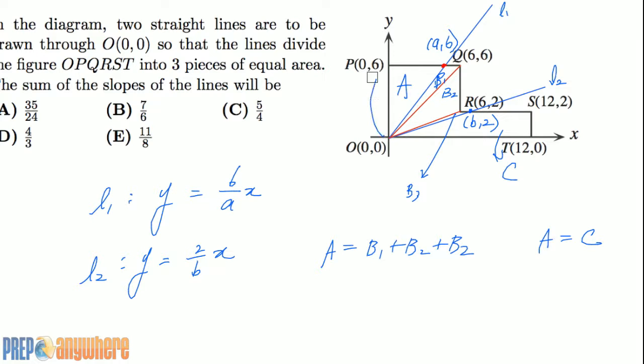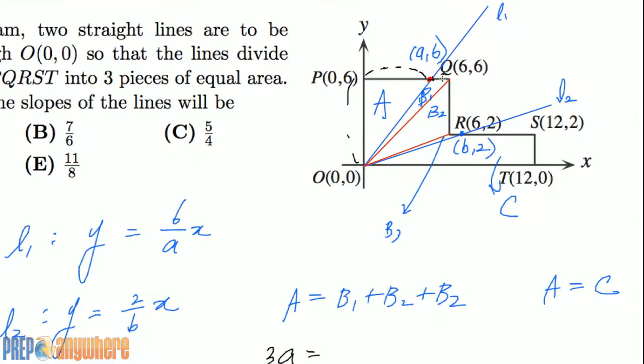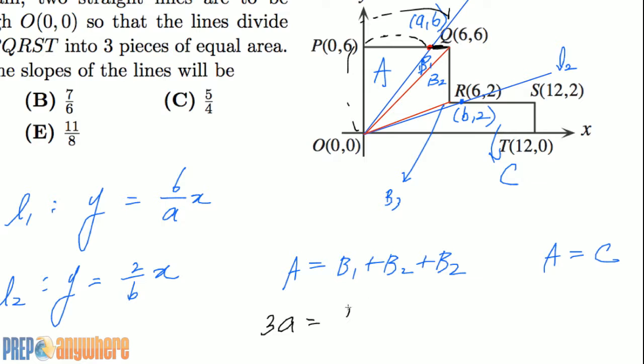6 times A, right? 6 times A divided by 2. So 6A divided by 2 is 3A. What's B1? So this length right here is 6 minus A. Okay, 6 all the way to 6 minus A. So that's the base. 6 minus A, base times the height, which is 6 divided by 2. That's B1. What about B2?